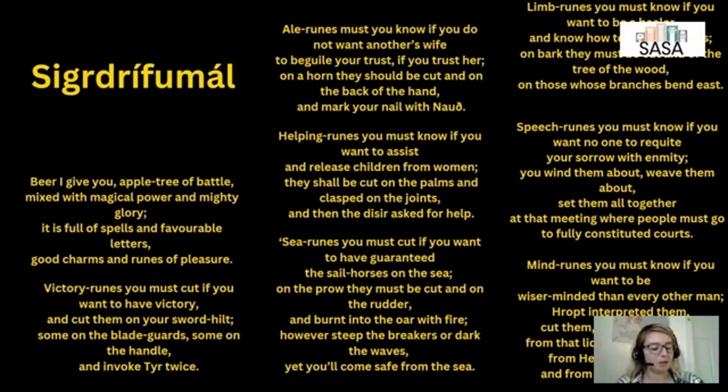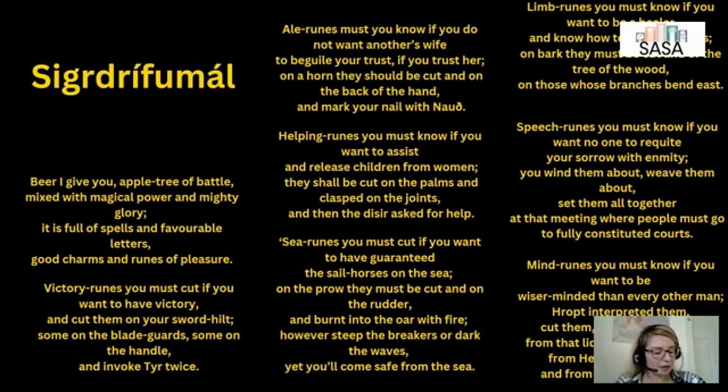So, for example, the Valkyrie states that she is going to give him victory runes he must cut. If you want to have victory, cut them on your sword hilt. This is also something we have noticed before with the empowerment spells. So like writing a string of runes on your sword might have rendered the sword more powerful. And invoke Tyr twice. This might be a reference to the fact that we do have a rune which is called the Tyr rune, which is the same name as one of the warrior gods in Norse mythology. So it may be a way, again, to empower an object.